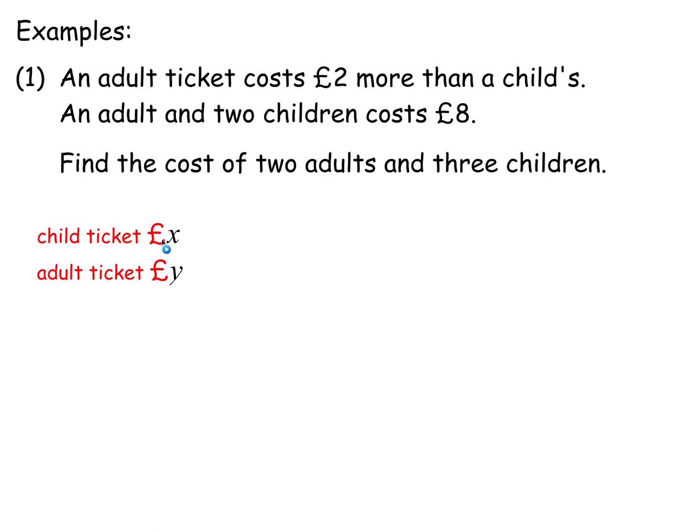Decide to call a child's ticket x pounds and an adult's y pounds. It says an adult's £2 more than a child, so y is 2 more than x. And there's the equation, y is x plus 2. So the adult's £2 more than a child. And it says adult and two children, that's y pounds for an adult, and two x's cost £8. So adult, y pounds, two children, 2x, cost £8. That's the second equation. So if we've got two unknowns, x and y, we've got two equations.